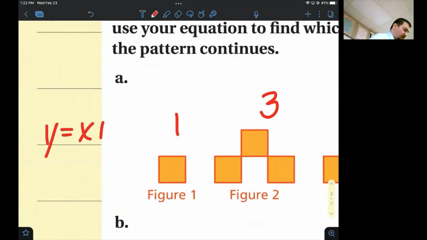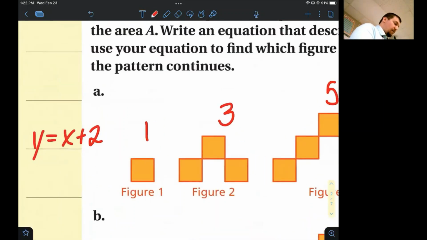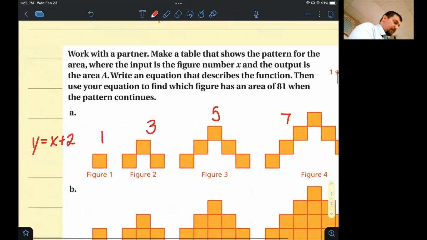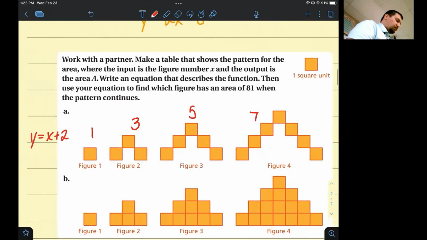Let's try it. According to this equation, for figure 3, my area should be 5. Okay. For figure 4, my area should be 6, but it's 7. So that doesn't work. It works for figure 3. For figure 2, if I plug in 2, the area would have been 4. So it only works for this one here. We want one that works for everything. So it's not y equals x plus 2.